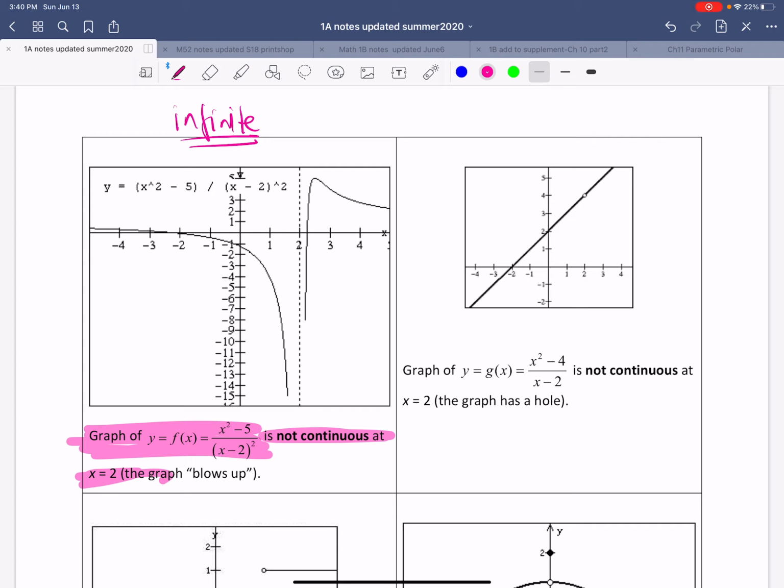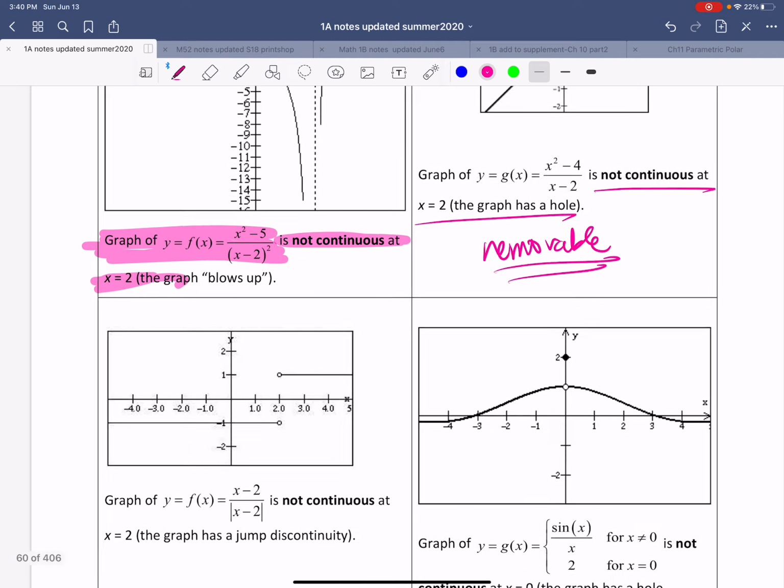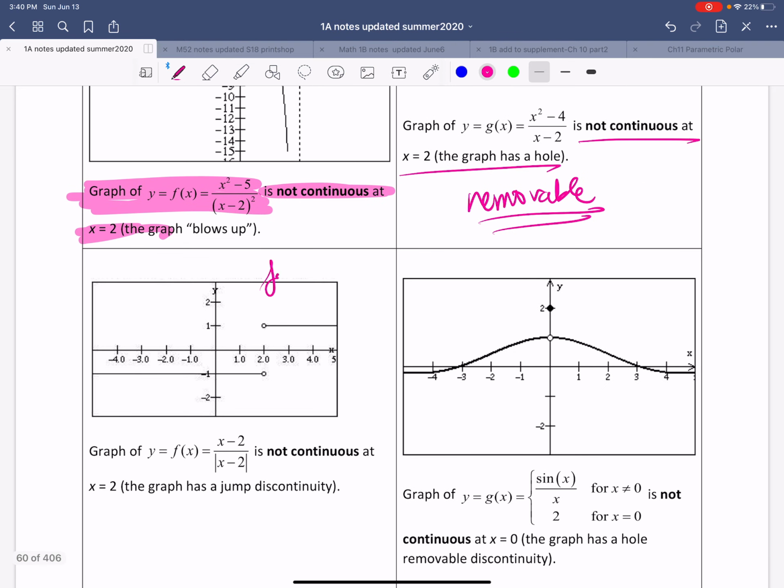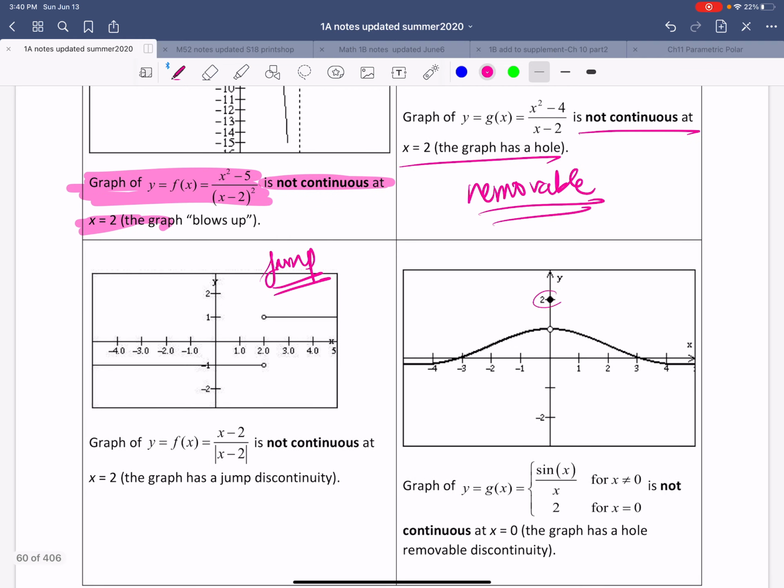Next, we have y is equal to g of x, x squared minus 4 over x minus 2, which is not continuous at x equals 2 because the graph has a hole. So this one would be removable because we can redefine the function at 2. Another one, this would be jump discontinuity because the left-handed limit and the right-handed limit do not match. So jump discontinuity. Again, this one, the function value is not the same as the limit as x approaches 0. So that means we do have removable discontinuity here. Removable discontinuity. The limit and the function value are not equal.